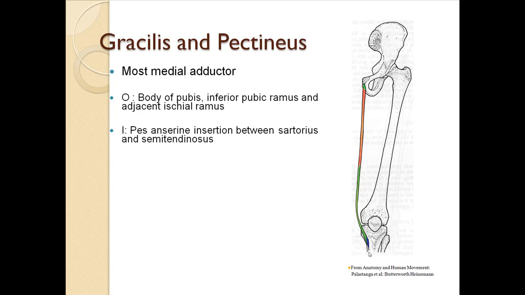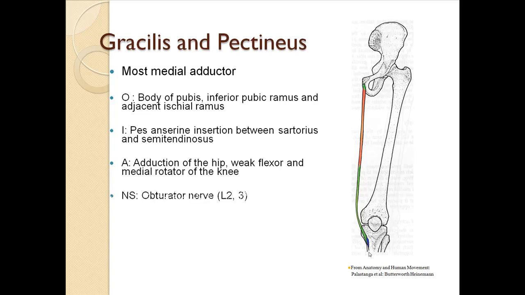to form the third tendon of the pes anserine insertion. It produces adduction of the hip and may also assist with flexion of the hip and possibly medial rotation of the flexed knee. Its nerve supply, as the other adductors, is via the obturator nerve L2 and L3.